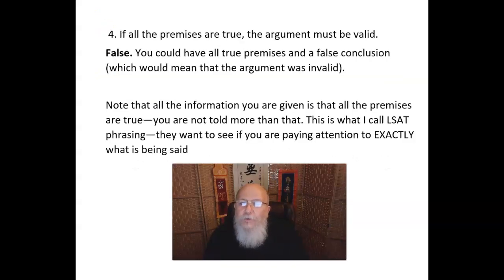Now consider this one. If all the premises are true, the argument must be valid. Now that's false. You could have all true premises and a false conclusion, which would mean that the argument was invalid. Now, notice how this is phrased. This is what I call LSAT phrasing, law school admissions test phrasing. In tests like that, they want to see if you're paying attention to exactly what is being said, and you're only basing your judgments on exactly the information you've been given and nothing more, right? And all you know in number 4 is that all the premises are true, right? But we don't know what the conclusion is, right? What if the conclusion was false, right? So you could have all true premises and a false conclusion. So just knowing that all the premises are true doesn't tell you whether it's valid or not.